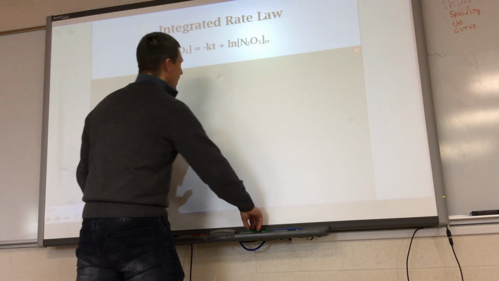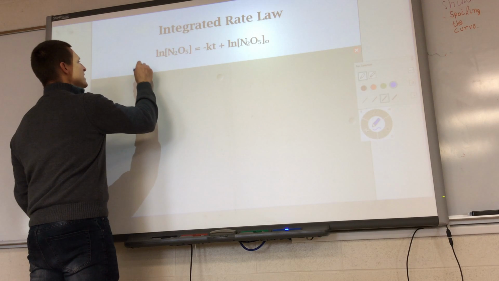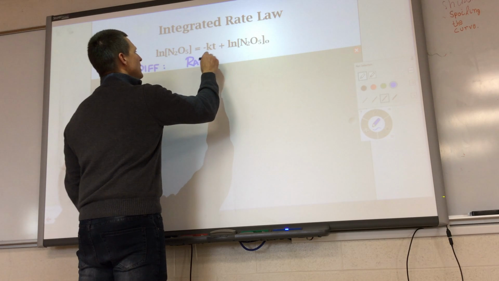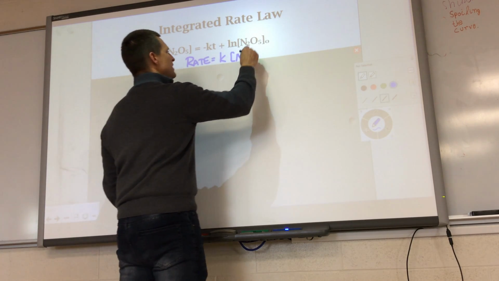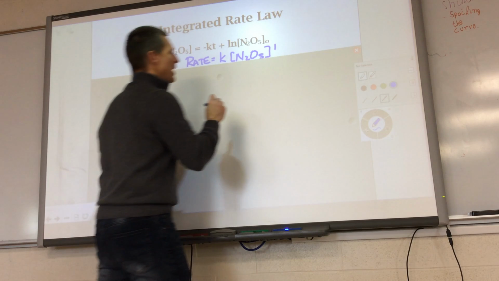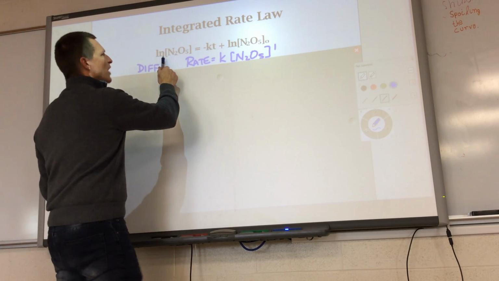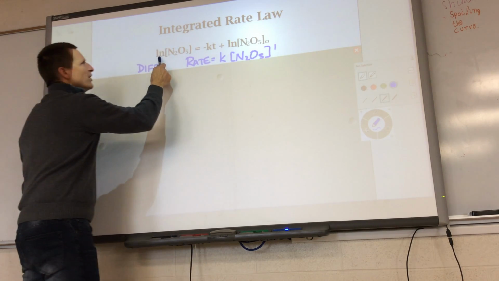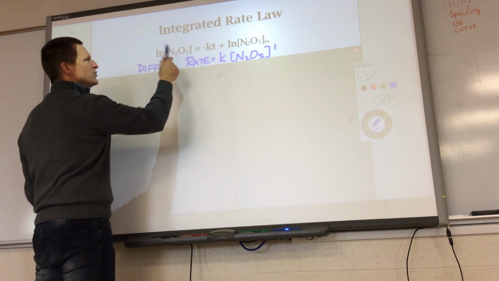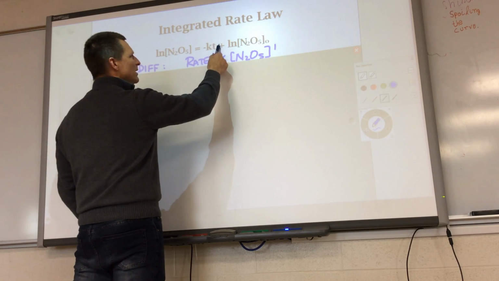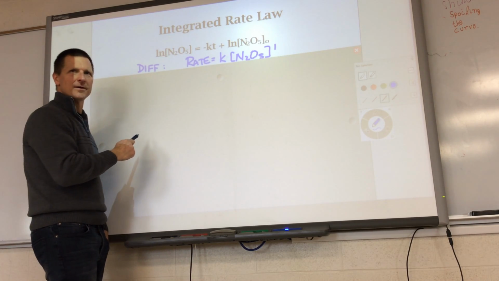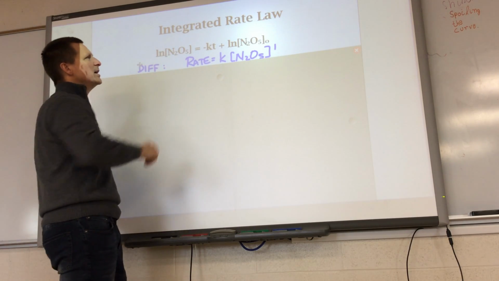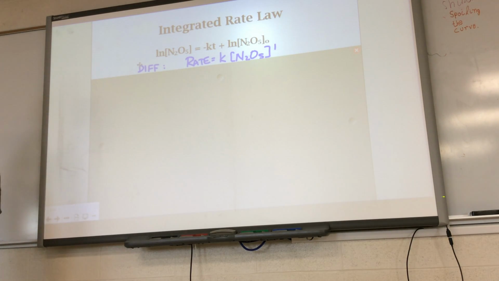So the differential rate law, remember, I'll just put diff, is rate equals k times N2O5's concentration to the first power. We can also describe the rate of the reaction using this. The concentration of N2O5 changes with time according to this equation: ln of [N2O5] equals negative kt plus ln of [N2O5]0.